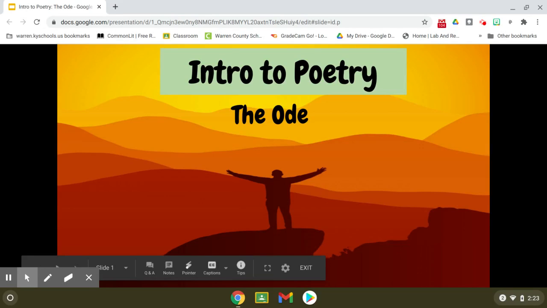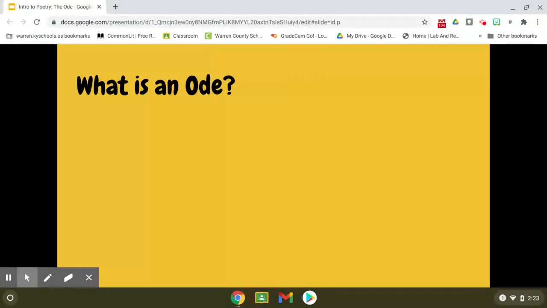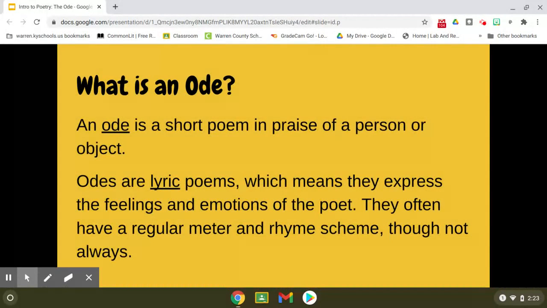Hey, everybody. We are moving on to our next type of poem, which is the ode. So, what is an ode? An ode is a short poem in praise of a person or of an object. Odes are lyric poems, which means they express the feelings and emotions of the poet. They often have a regular meter and rhyme scheme, though not always.